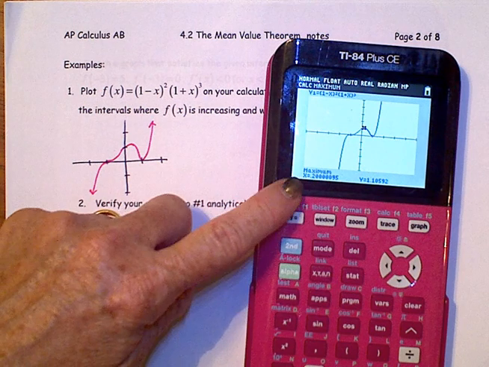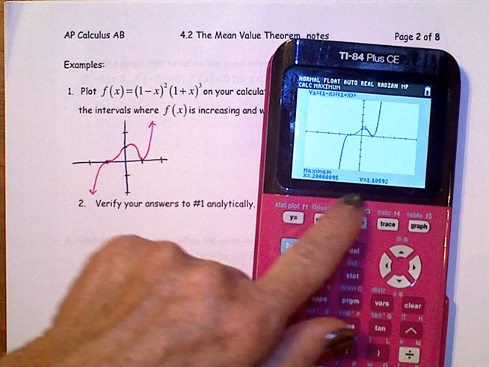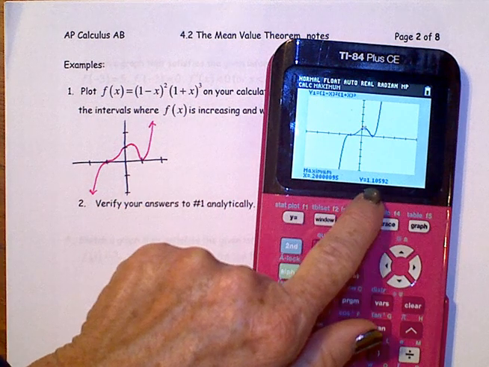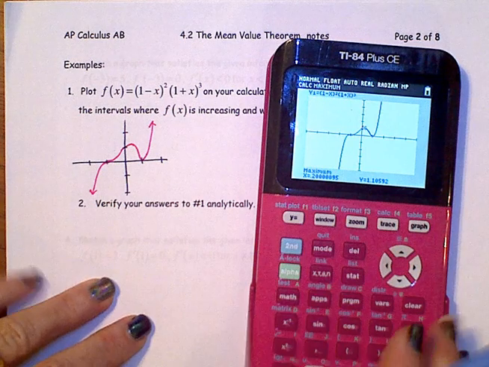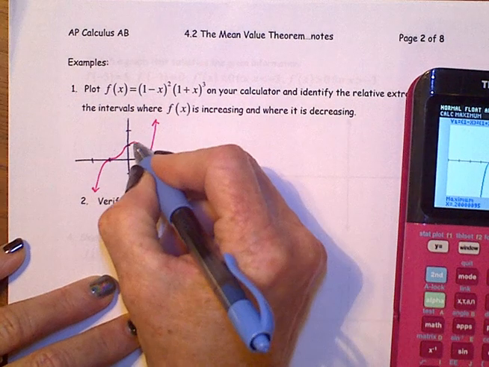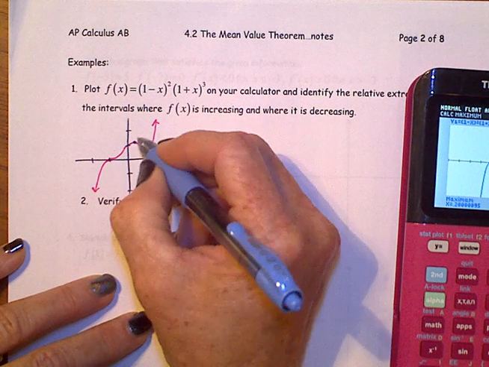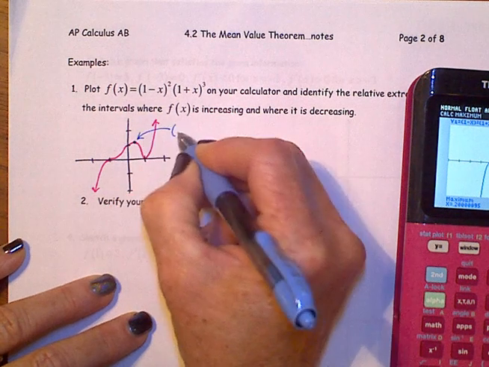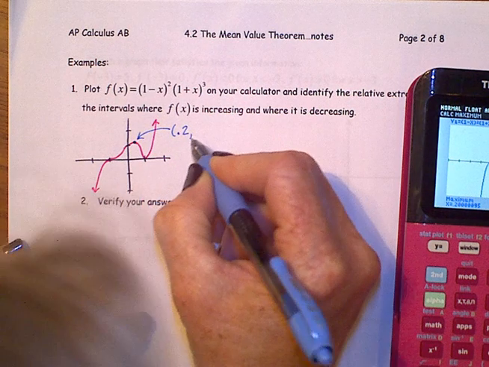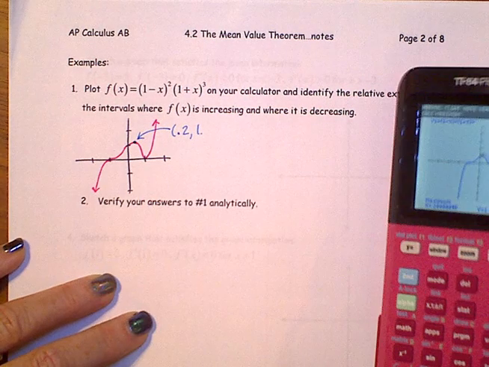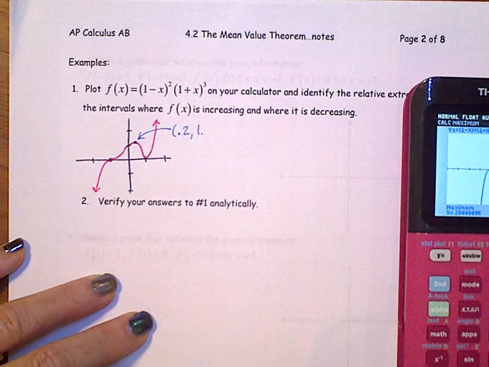at x is 0.2, y is 1.105. So right here, this max is at 0.2, comma, 1.105, 1.106.